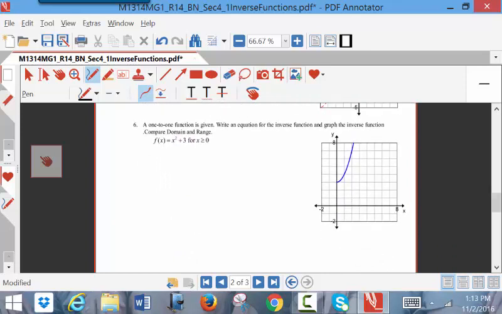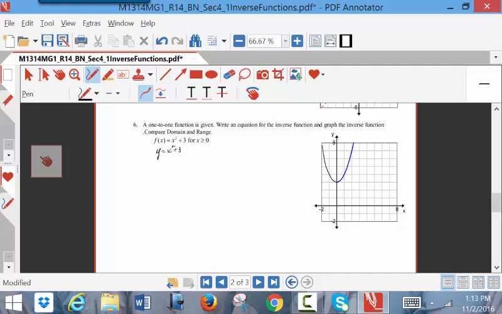It says a one-to-one function is given. Write an equation for the inverse function and graph the inverse function. Compare domains and ranges. So here's my original function, y equaling x squared plus 3. And we know what it looks like. And they've got it sort of graphed over here. But aren't we supposed to look like this? Doesn't an x squared function, isn't it the U shape?